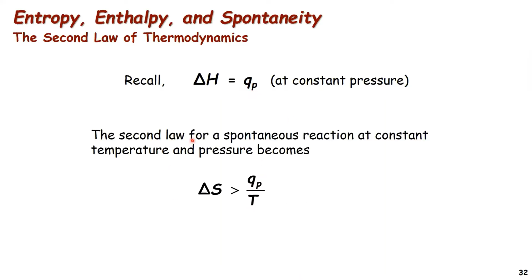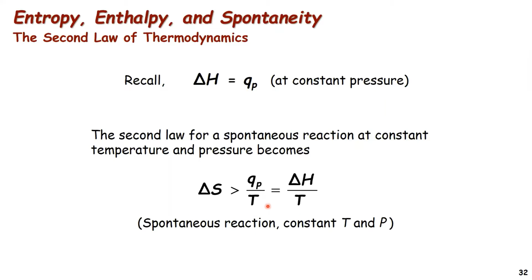Now, the second law for spontaneous reaction at constant temperature and pressure then becomes this. Now we're talking about the system itself, okay? When a change in entropy is greater than the heat over the temperature, okay? Now remember, we could write that like this. If it's a constant pressure, well, that's the change in enthalpy. So when the change in enthalpy over temperature is greater than the change of entropy, we have a spontaneous reaction.